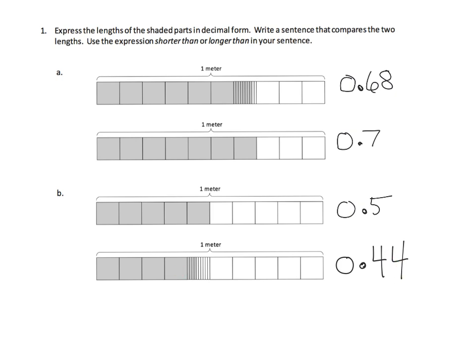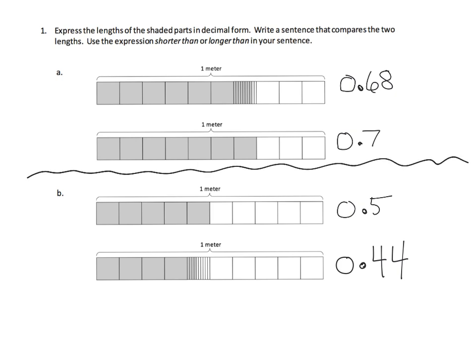All right. So now that we can actually see the relative lengths, we can compare. But now if we were going to sort these, write a sentence that compares the two lengths. What is it? Express the lengths of the shaded parts in decimal form. Write a sentence that compares the two lengths. What two lengths? Oh, I see. There's only two of them right here. Okay, sorry. All right, so there you go.